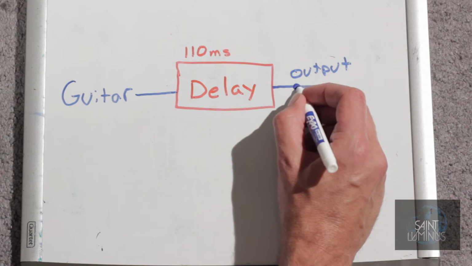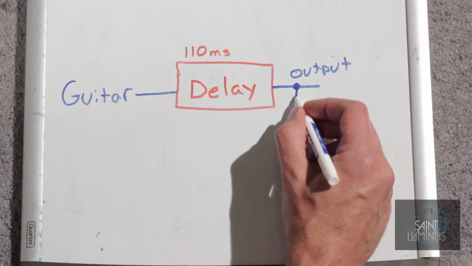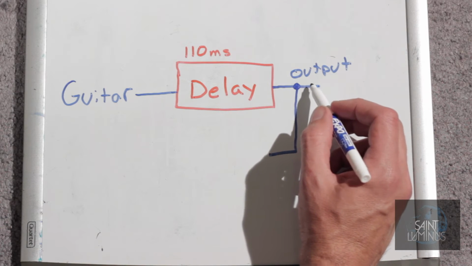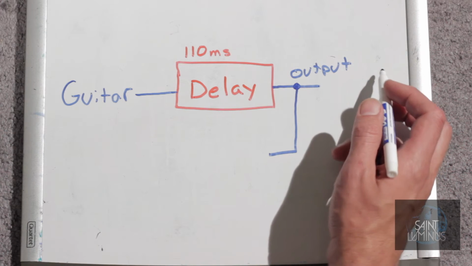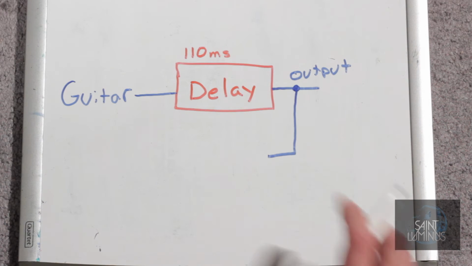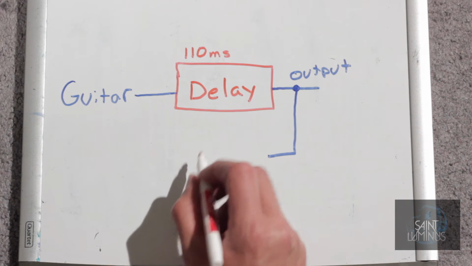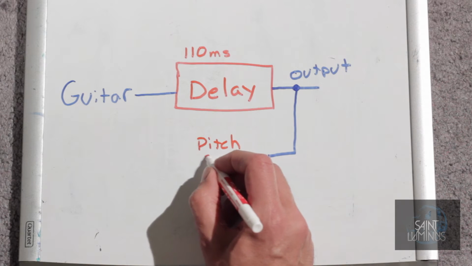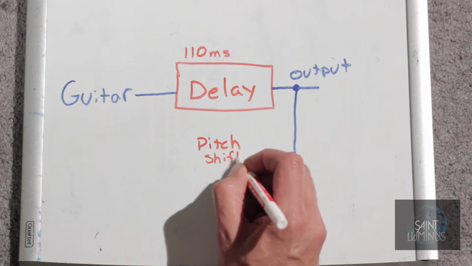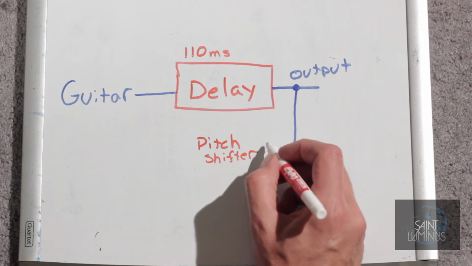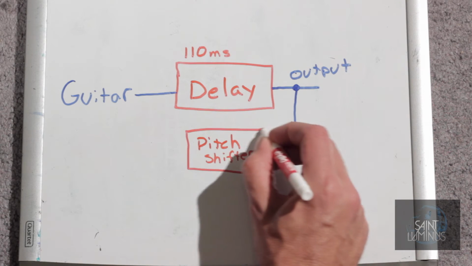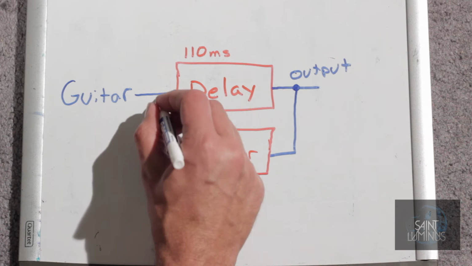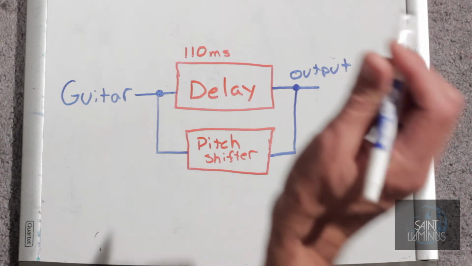But I'm also adding feedback. So what does that mean? The output of the delay goes out to the speakers that you're listening to, but I'm also taking a tap off of that and I'm putting it into a pitch shifter. So now I have a pitch shifter effect that I'm putting in the feedback loop. Okay, so then it goes back in.